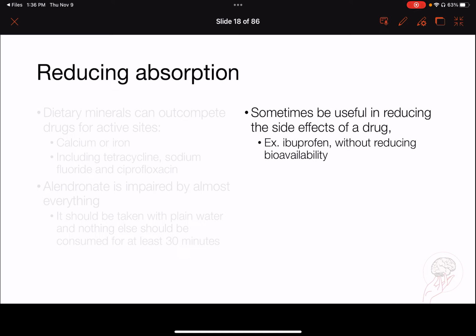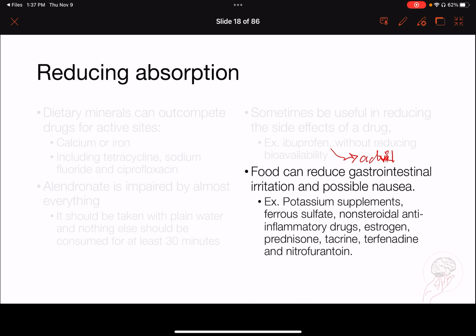But sometimes food may be useful in reducing the side effect of a drug. For example, ibuprofen, which is also known as Advil, can be particularly hard on the stomach. So, unlike Tylenol, it's recommended that you take ibuprofen with food. So, take Advil with food. This doesn't reduce the bioavailability, but it helps protect your stomach. This is because ibuprofen can irritate the gastrointestinal tract.